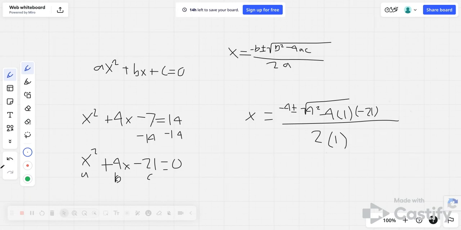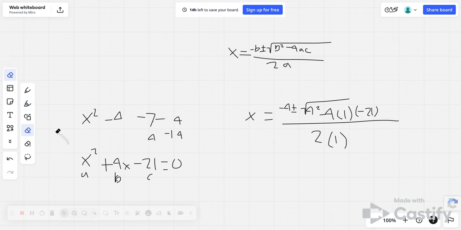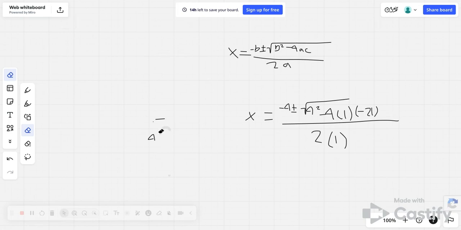Now that we have our quadratic formula, we aren't going to need this anymore. So we can get rid of this so we can have some space to work out the rest. Okay. Now we want to solve for under the radical. So 4 squared is going to be 16. Do not skip a single step. Try your best to work out every step so that you don't get lost along the way.